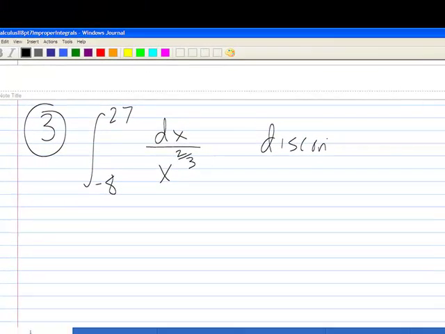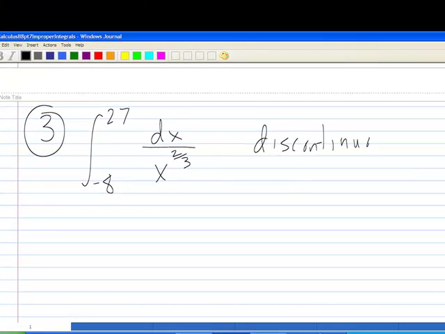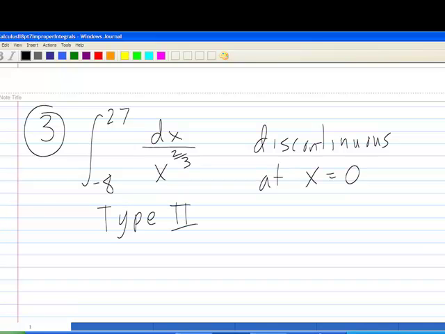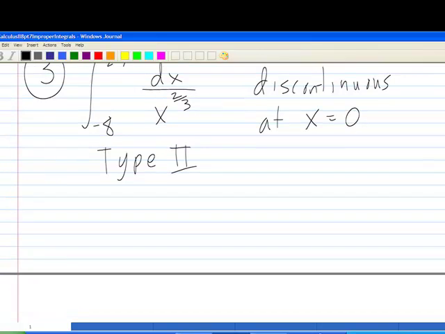It's discontinuous at x equals 0. This is an example of a type 2 improper integral, and the discontinuity occurs between the two bounds. So the way that we're going to solve it is to split it up into two integrals.